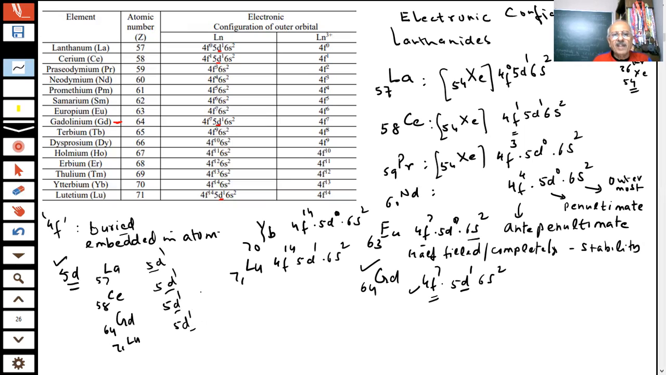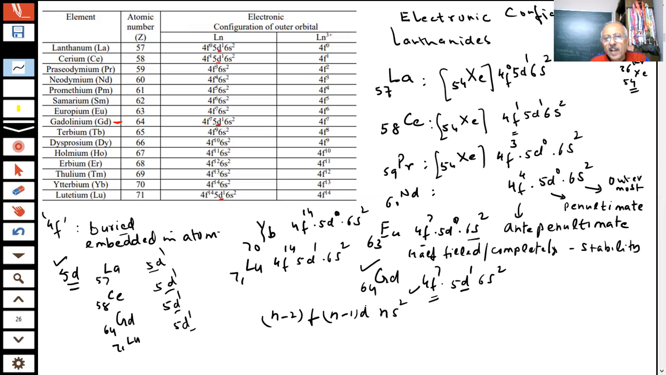5D1, rest 6S2, and then 4F. So as in on is already there, 54. So we only balance this. And this is not the outer shell, as you can see. Outer is the S1, then D, and then N minus 2. So in general, you are saying N minus 2F, N minus 1D, and NS.